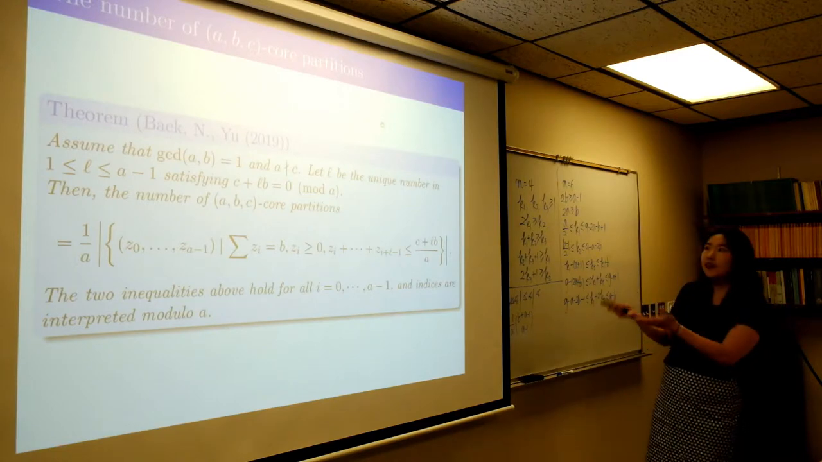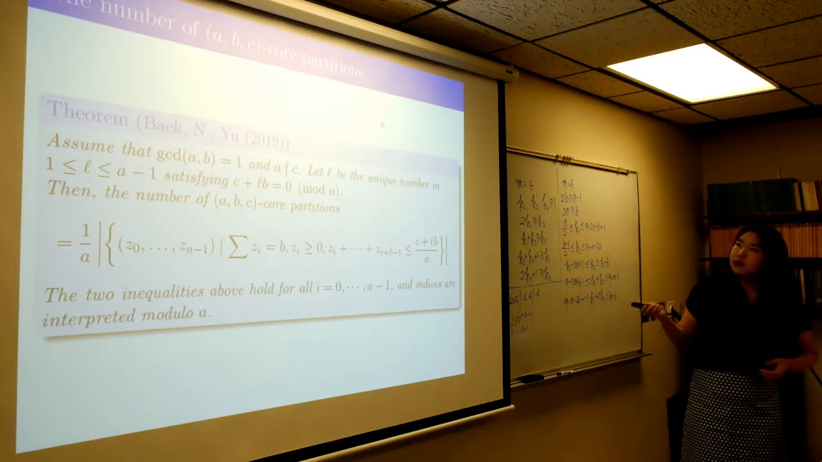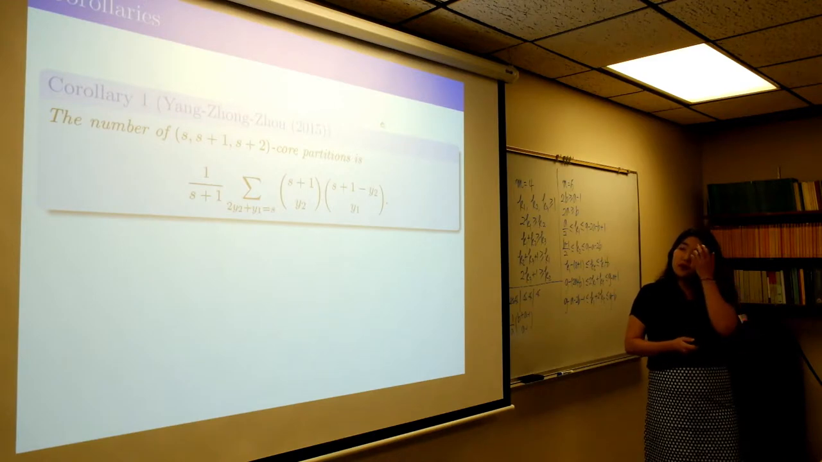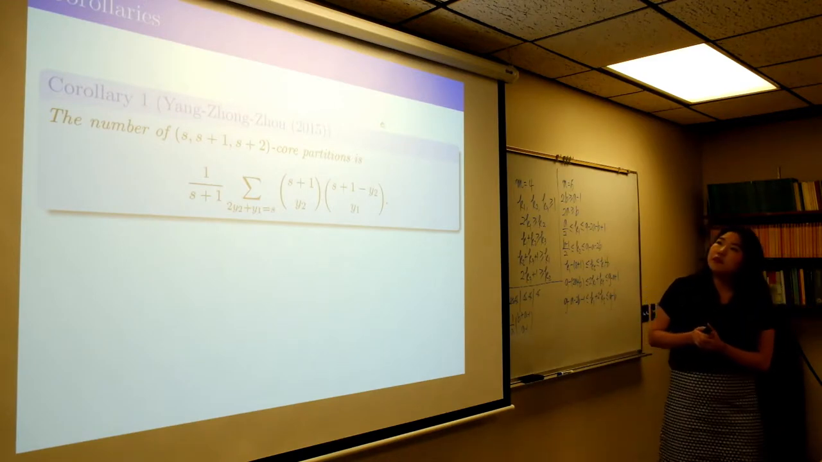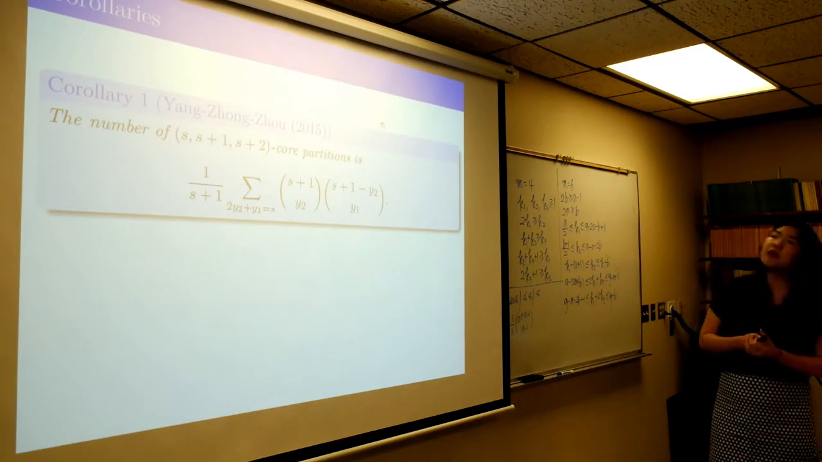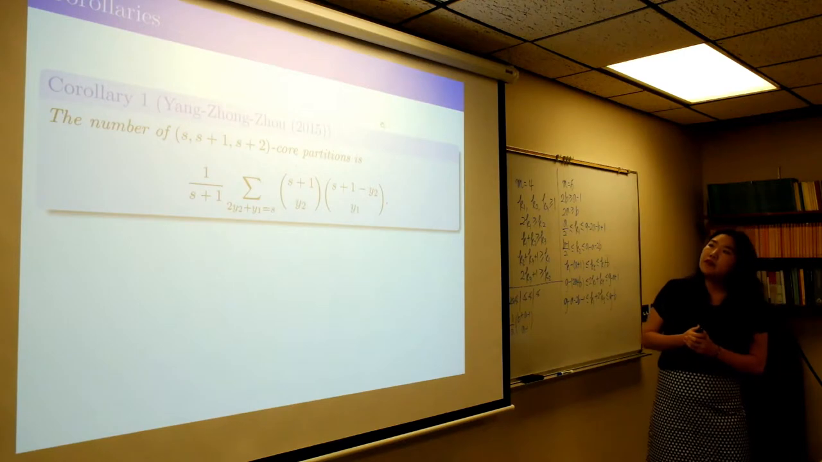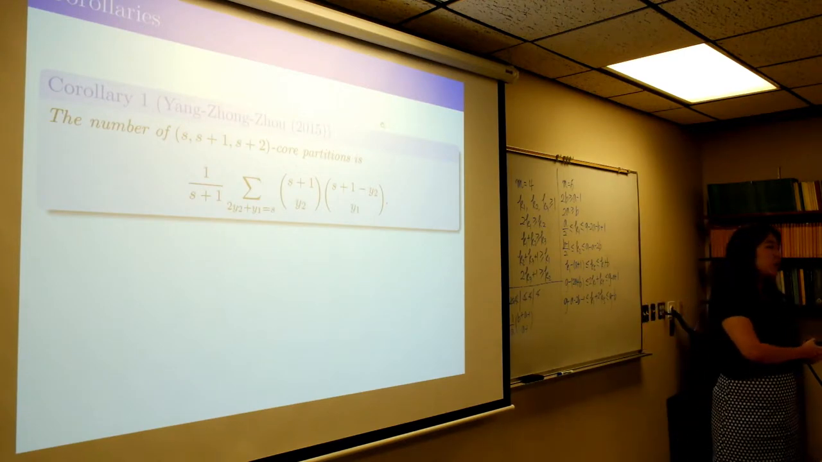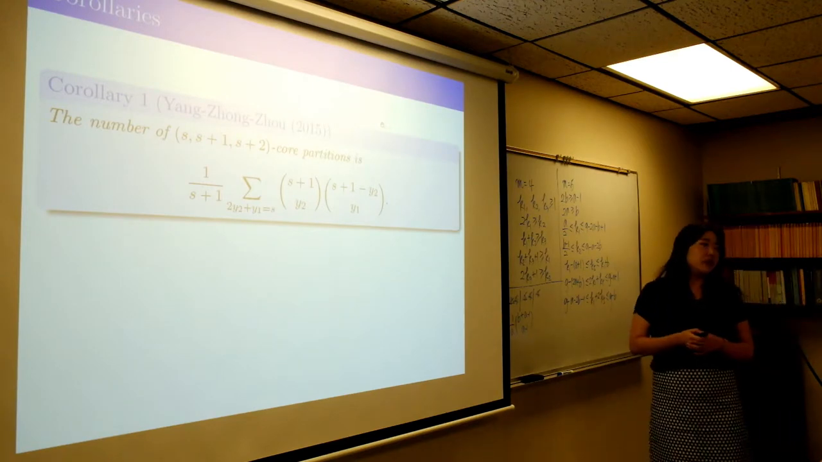And to show how we can use this theorem to get some corollaries, let me introduce four corollaries. Two are already known, and two we claim are new. One corollary we got is that in 2005, Yang Zhong Zhou computed the number of S, S plus 1, S plus 2 core partitions, and we can recover this result.